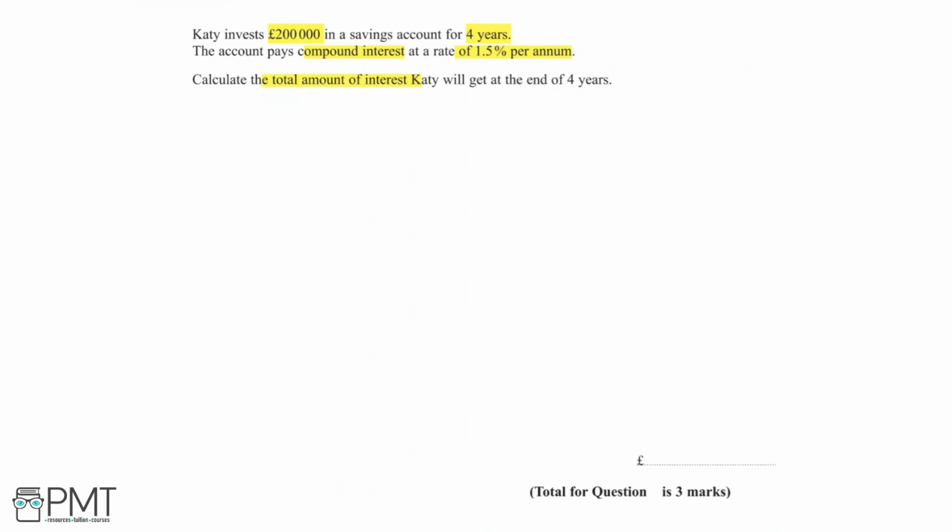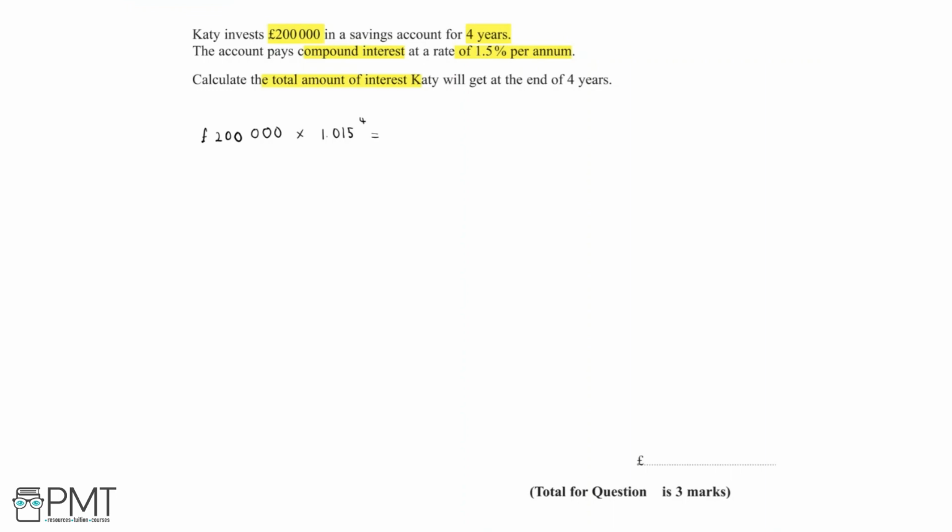And so what we're really doing is 200,000 multiplied by 1.015, multiplied by 1.015 again, multiplied by 1.015 again, and multiply by 1.015 again. And so we multiply by 1.015 4 times because the money was in the account for 4 years. And so to write this simply, we can say that the amount of money that Katie will have in her account at the end of the 4 years would be £200,000 multiplied by 1.015 to the power of 4.